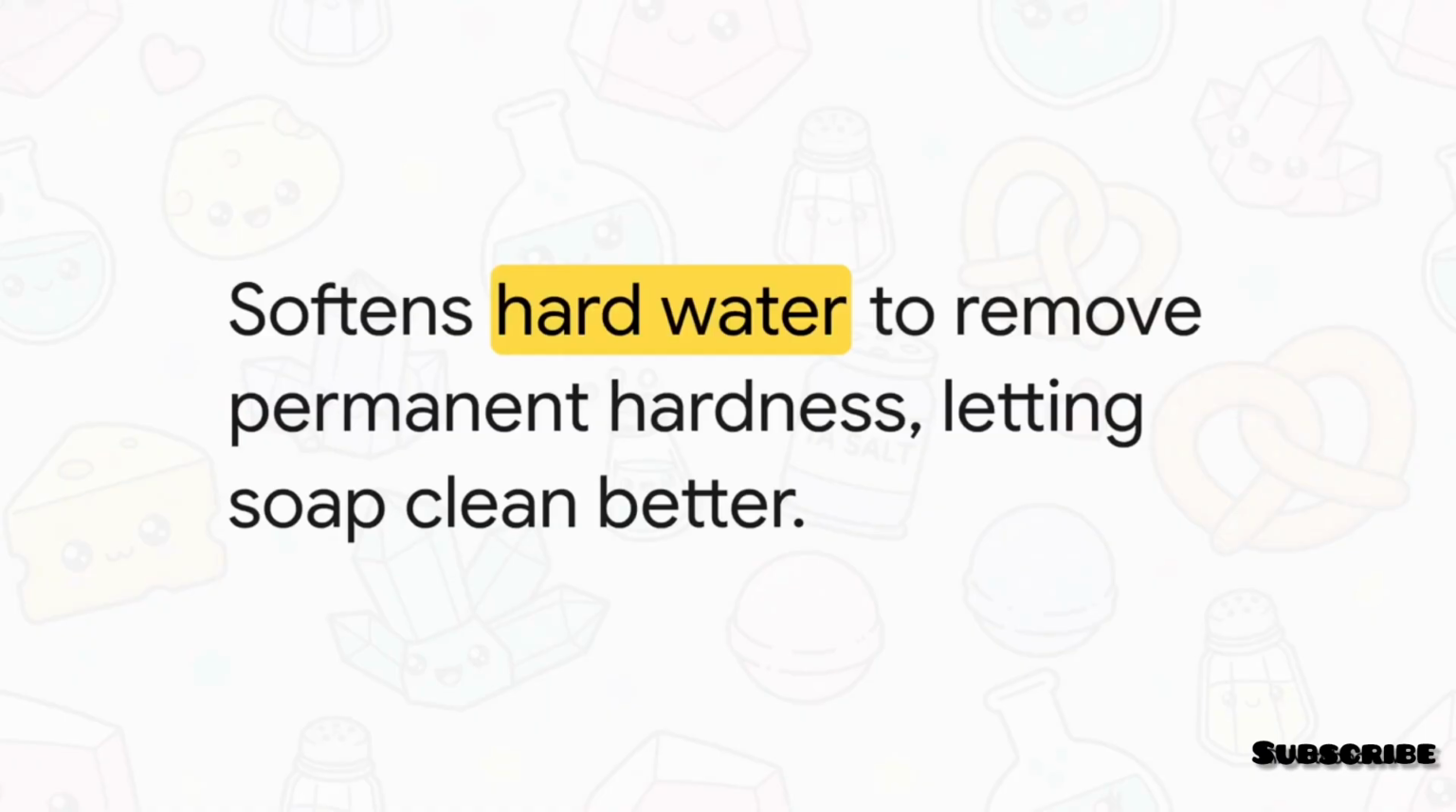Washing soda? Yeah, keep that strictly in the laundry room. If you've ever tried to wash your clothes or hands in hard water, you know it's super annoying because the soap just won't form a proper lather. Washing soda swoops in to save the day by removing the permanent hardness from the water, which allows your soaps and detergents to actually do their job. It's also a total staple in the glass and paper manufacturing industries.